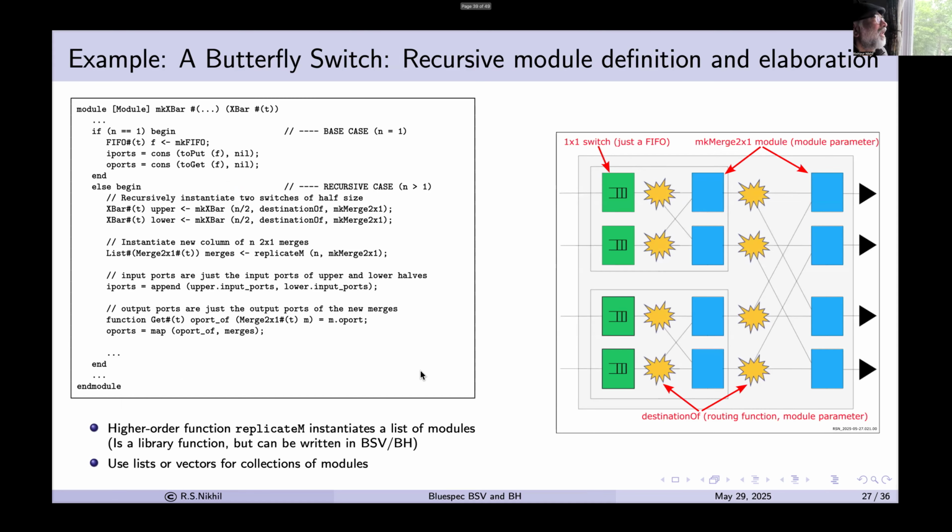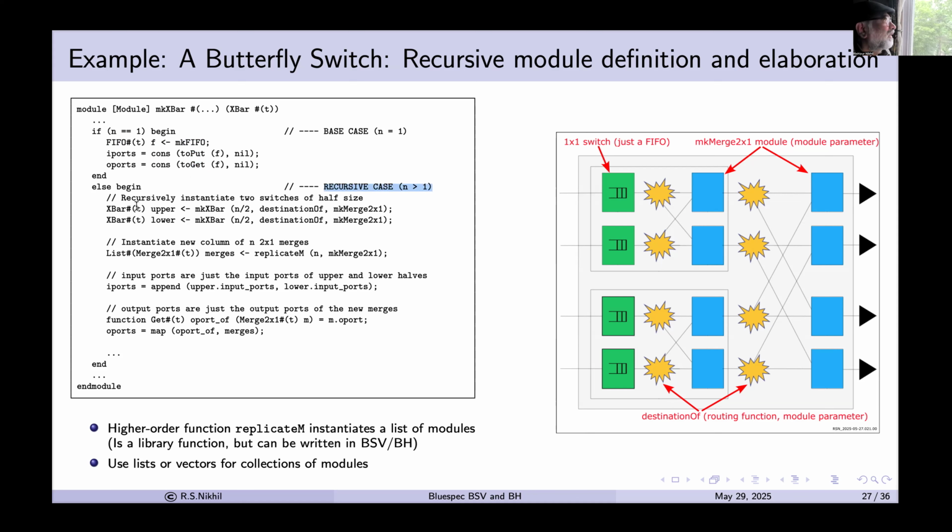Okay, the next thing let's look at is the recursive module instantiation elaboration. So what we're seeing here is this is the base case if n equals 1, and this is the recursive case, else. If n equals 1, then we simply instantiate a FIFO, right? And then the input ports is just the singleton list of the put side of that FIFO, and the output ports is just the singleton list, which is the get side of the FIFO.